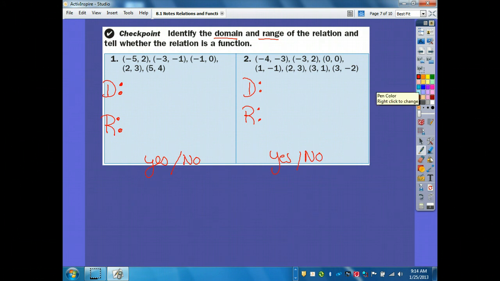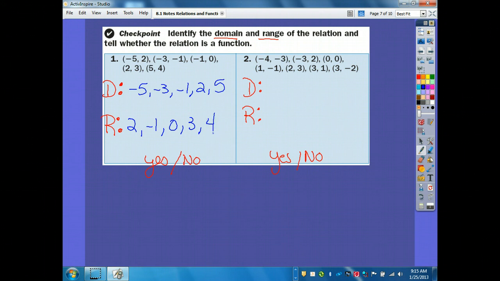List the domains for me in number 1. Do you want them in a specific order? Nope, that's a good question. Do they need to be in a specific order when we list them here? Nope, they only have to be in order when you do the, what? The mapping diagram. Good job. Here they do not need to be in order. So what are my domains? -5, -3, -1, 2. Perfect. And my ranges? 2, -1, 0, 3. All right.